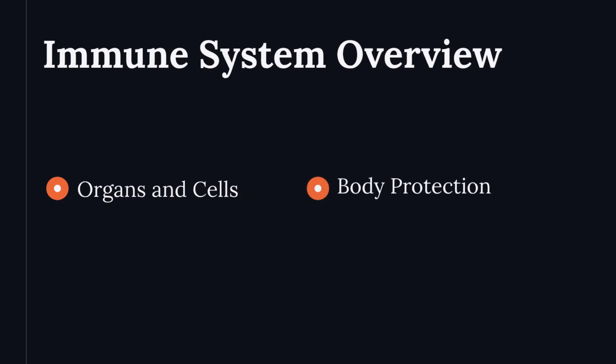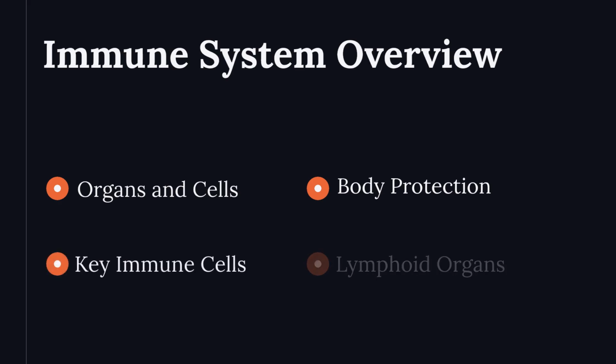The immune system comprises organs, cells, and molecules. These components protect the body against infection and disease. Key immune cells include lymphocytes, phagocytes, and antigen-presenting cells. Lymphoid organs like bone marrow and thymus are crucial. Immune proteins such as antibodies and cytokines play vital roles.